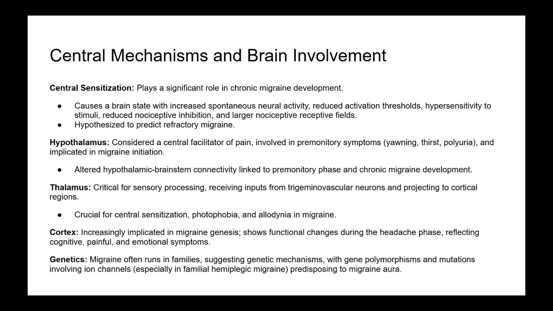During a migraine attack, the networks in the cortex exhibit functional changes that reflect the cognitive, painful, and emotional symptoms experienced. Migraine often runs in families, suggesting that genetics play a role, although identifying specific genes has proven difficult. Population studies have identified numerous genetic variations associated with migraine. The condition is also linked to the release of various neurotransmitters and neuromodulators, including calcitonin gene-related peptide and pituitary adenylate cyclase activating polypeptide.